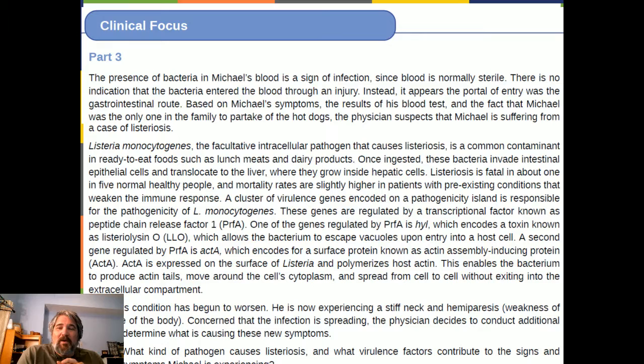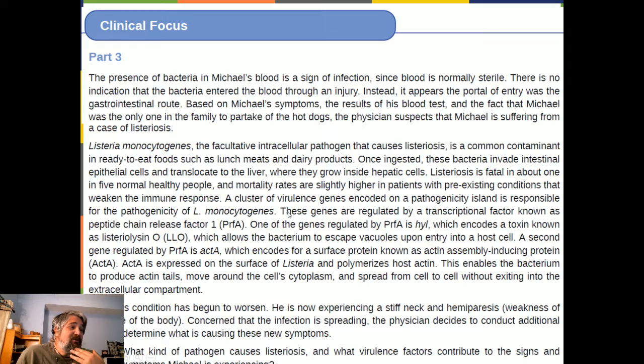Once ingested, these bacteria invade intestinal epithelial cells and translocate to the liver, where they grow inside hepatic cells. Listeriosis is fatal in about 1 in 5 normal healthy people. We're hitting 20% there. The mortality rates are slightly higher in patients with pre-existing conditions that weaken the immune system.